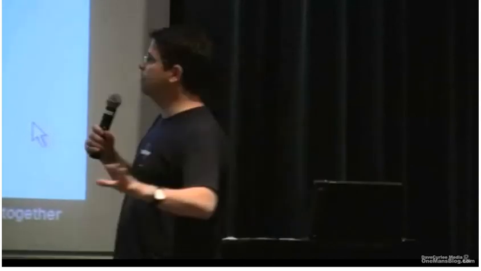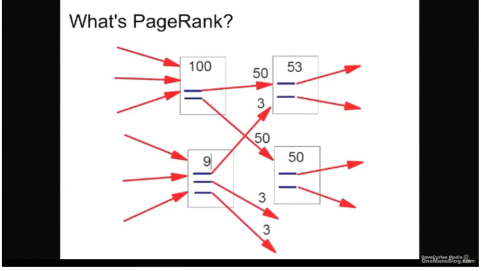I promise I won't be more technical than this. It looks a little complicated. I'll walk through it very quickly, but it's not as bad as it looks. Look at this page right here. These are links coming into one page. PageRank is at a page level, and these are outlinks. So imagine this is your blog.